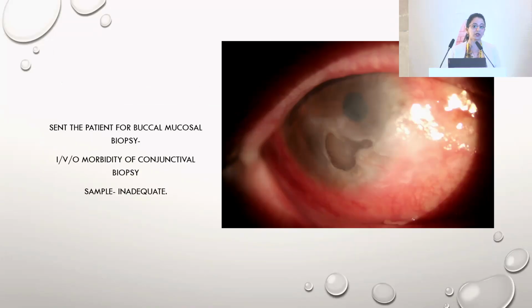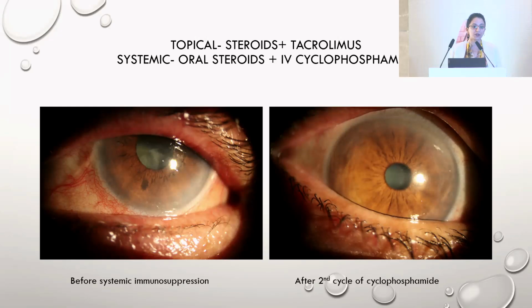I was scared of doing a conjunctival biopsy. This is not this same patient, but this patient came to me after getting a conjunctival biopsy. I've looked at the morbidity of these patients. I was very scared to take up this patient for a biopsy. So with a clinical suspicion of OCP, we started this patient topically on steroids and tacrolimus, systemic oral steroids and IV cyclophosphamide.